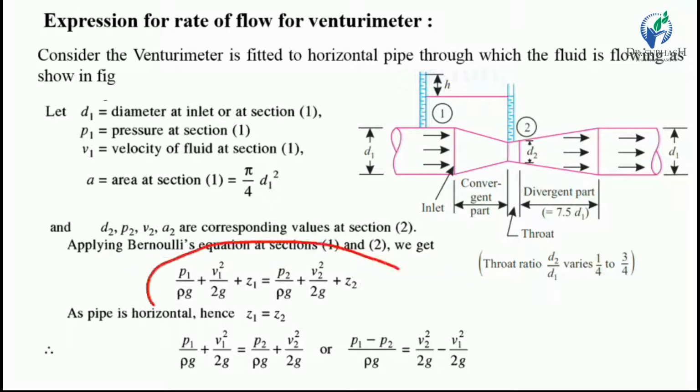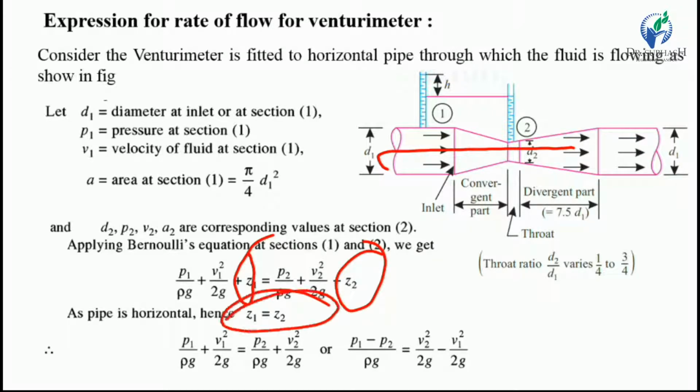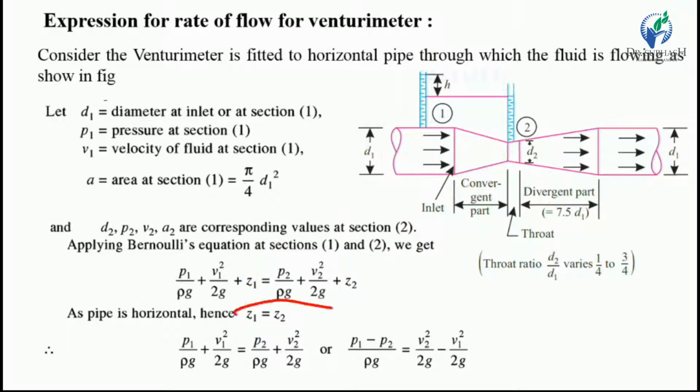So we know the pressure energy, kinetic energy and potential energy at both sections. Now the Venturimeter or pipe is perfectly horizontal, so the potential energy difference is 0. So Z1 is equal to Z2, because the datum height at section 1 and section 2 is equal. So the equation has only pressure energy and kinetic energy.